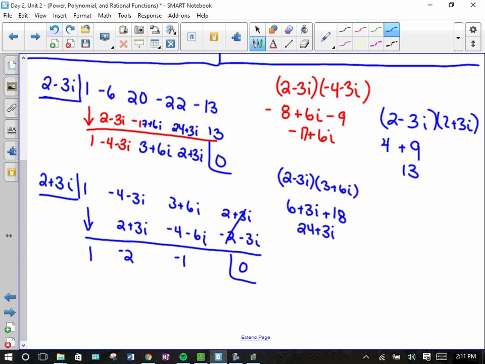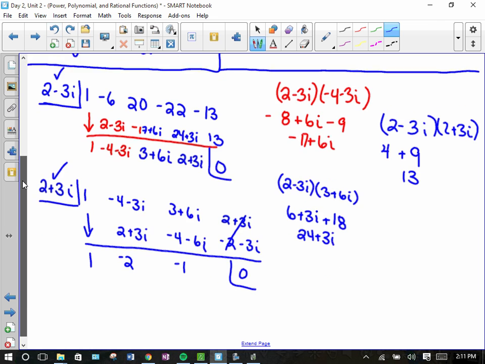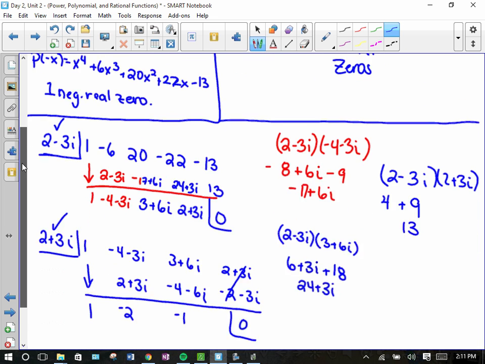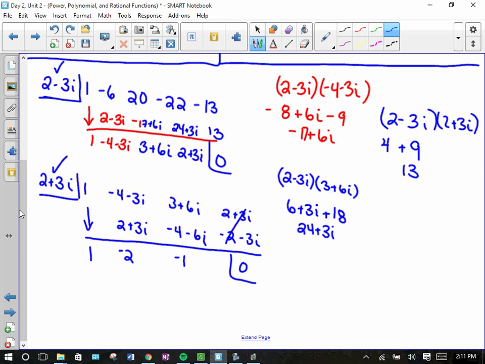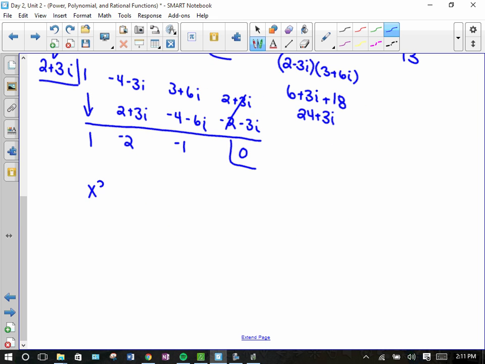So, 2 minus 3i, 2 plus 3i, those are two zeros. Okay? Now, here's the nice thing. Starting with x to the fourth, this would be x cubed, that would be x squared. So now, we have x squared minus 2x minus 1. Right? Now, here's my question. That right there, is it factorable or not factorable?